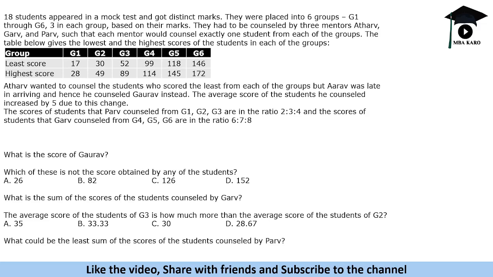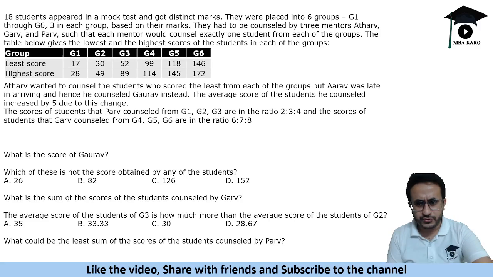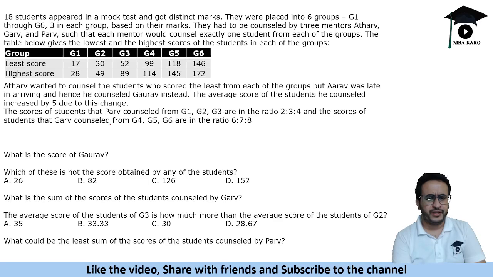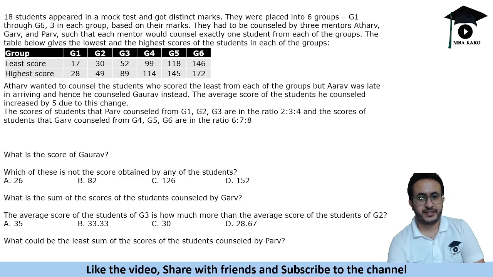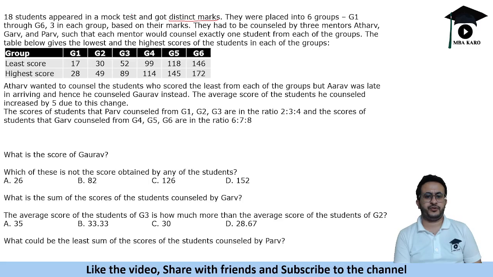This is again a beautiful number puzzle, and it is related to averages. It says that 18 students appeared in the mock test and got distinct marks. Distinct marks means each of them got different marks. They were placed into 6 groups, G1 through G6, 3 in each group based on their marks. They had to be counseled by 3 mentors, Atharv, Garv and Parv, such that each mentor would counsel exactly 1 student from each of the groups.